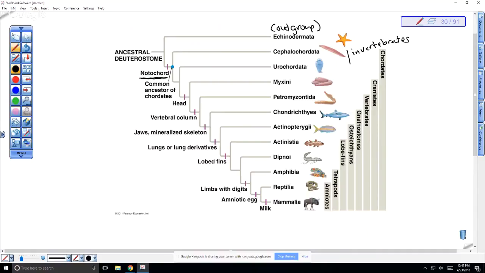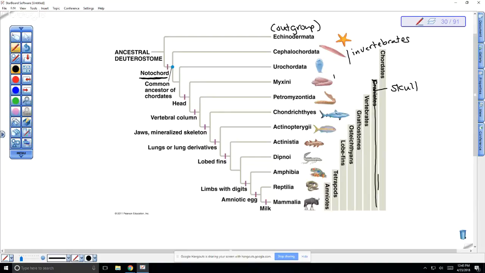And then we get the evolution of the cranium. So notice here, this shows that all of us, after this happens, all of the rest of the chordates have a cranium. So that's why there's this bar. Okay, so this is showing you that all of them, from that particular spot, all of the rest have a skull. Okay, so that's what that means. The craniates mean a skull.